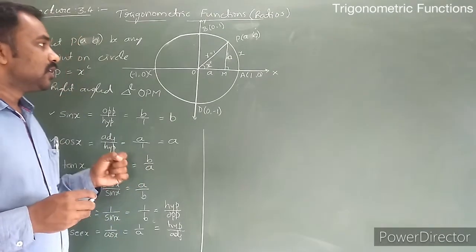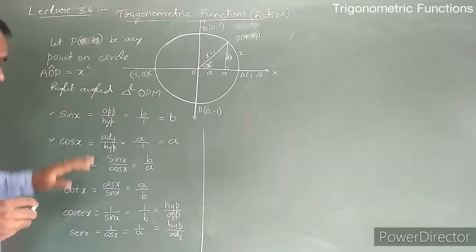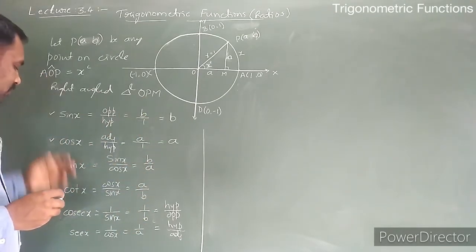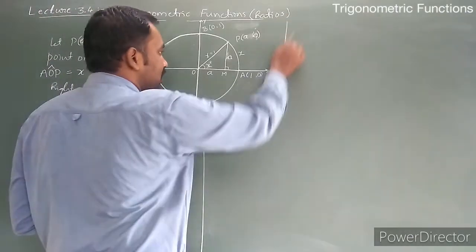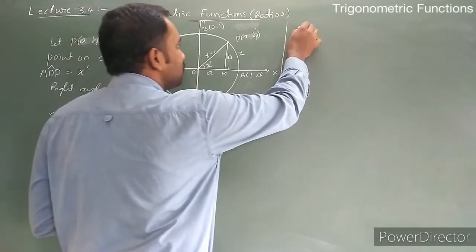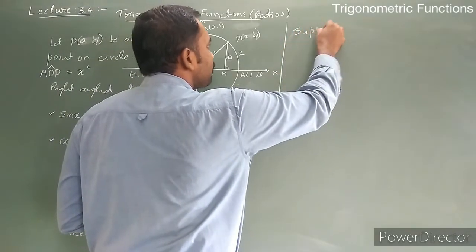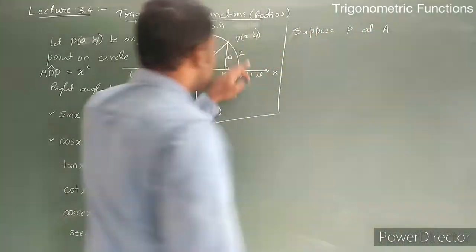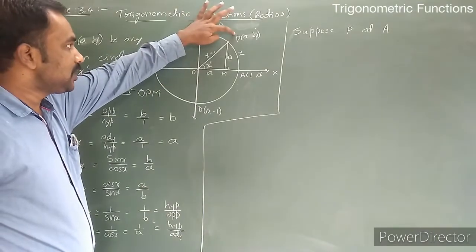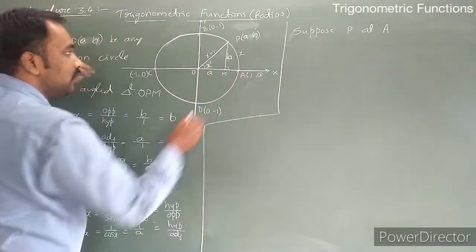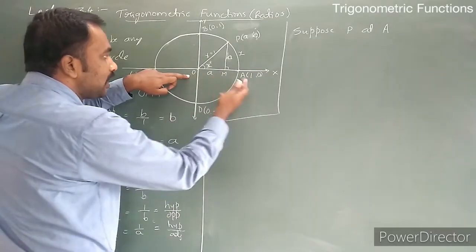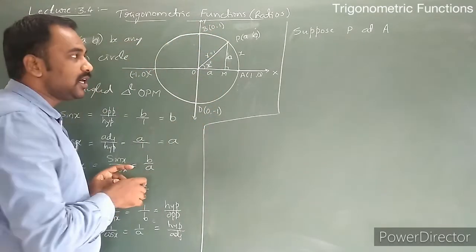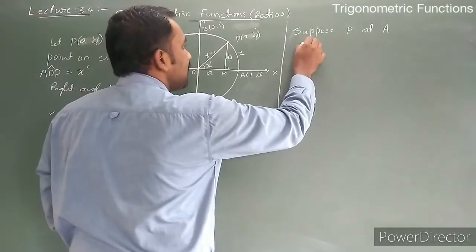Now let's take these six trigonometric ratios at the different angles. What are the particular values of these six trigonometric ratios at the different angles? First of all, suppose the point P (a, b) lies at A. That means suppose P lies here. What is the angle between OA and OP? OP lies on OA only. Is there any angle between OA and OP? There is no angle. That means x radian is that.